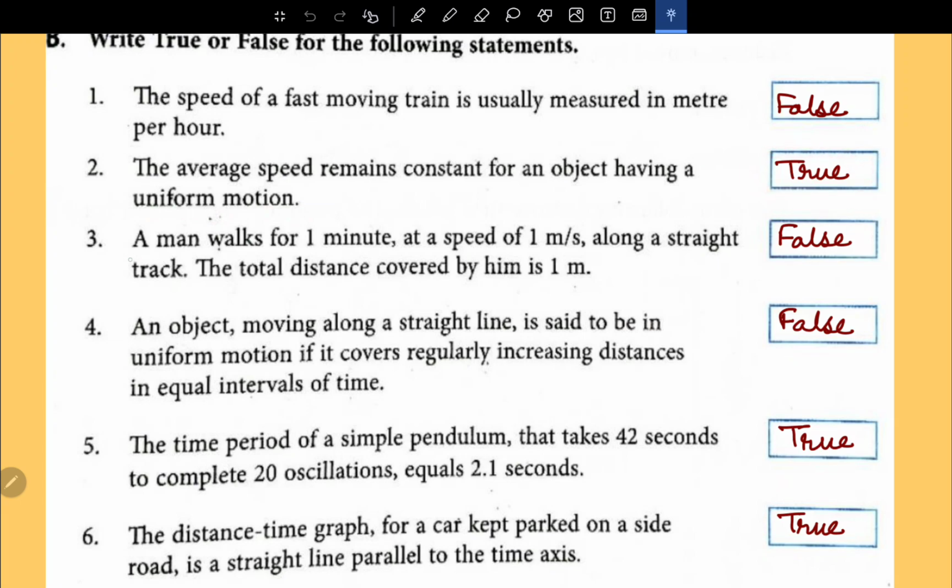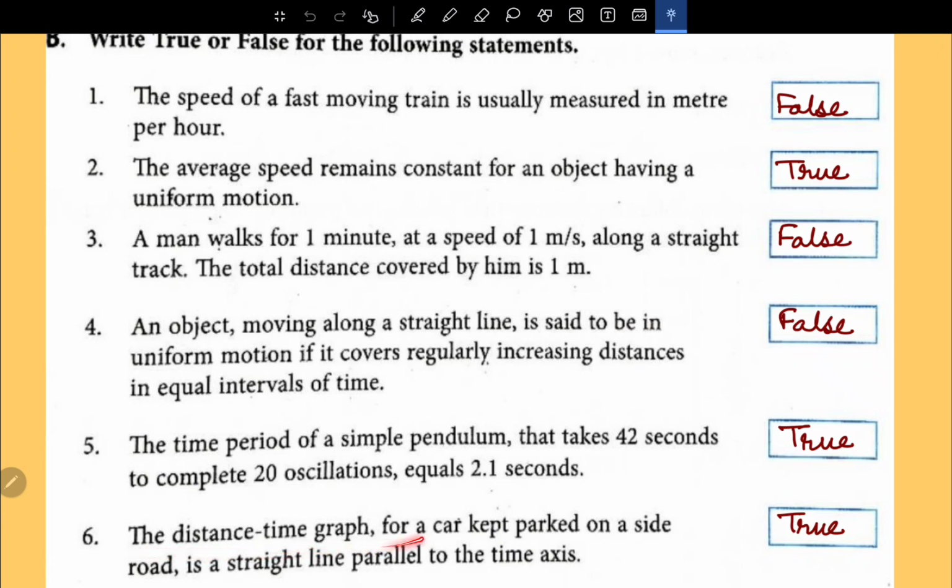This is true statement. A man walks for 1 minute at a speed of 1 meter per second along a straight track. The total distance covered by him is 1 meter. This is false. An object moving along a straight line is said to be in uniform motion if it covers regularly increasing distances in equal intervals of time. This is false statement. The time period of a simple pendulum that takes 42 seconds to complete 20 oscillations equals 2.1 seconds. This is true statement.